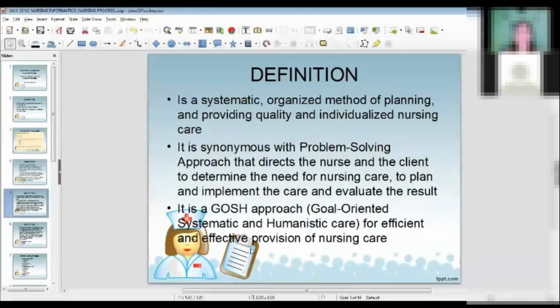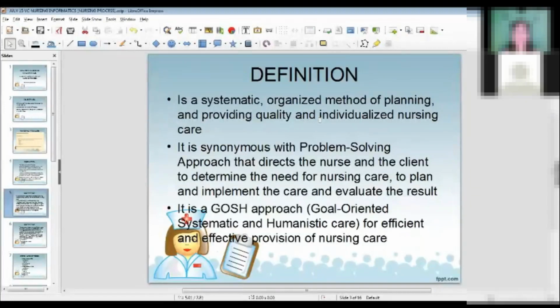Another definition of the nursing process is that it is a systematic, organized method of planning and providing quality and individualized nursing care. So remember, quality and individualized. So we are not making or formulating a plan of care for the whole patients in the unit. If, for example, we have 15 patients under our care in the unit, not all of those patients will have the same plan of care. Remember, individualized.